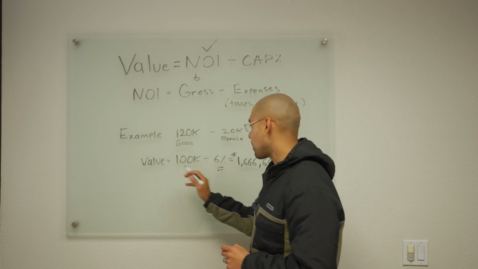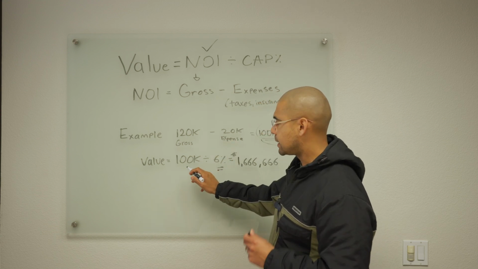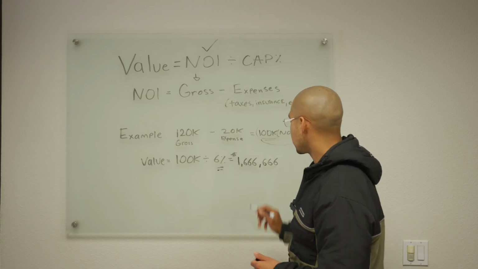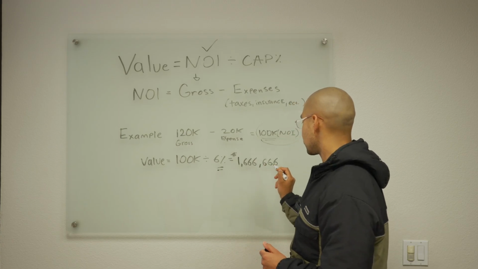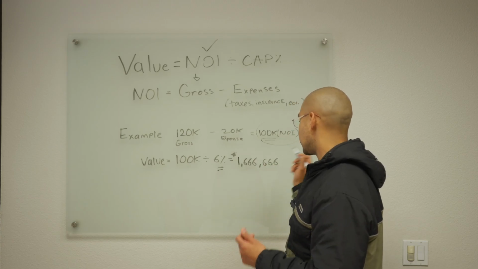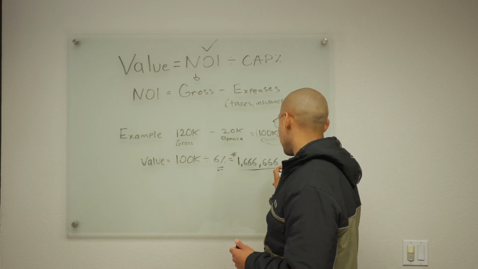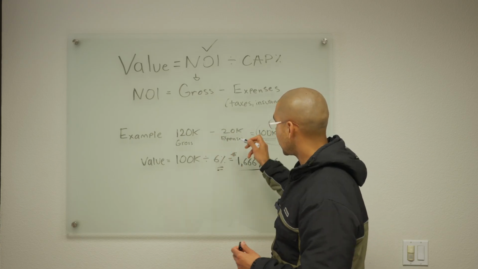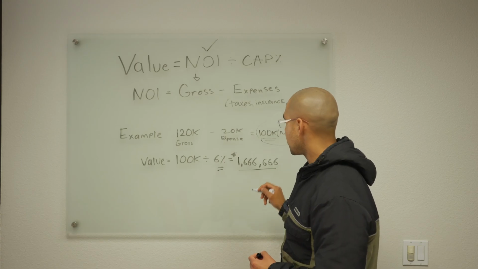Okay, so back to our example here. On $100,000 that we calculated is the net operating income divided by the market cap rate, which is 6%. That's going to give us a value of $1,666,666. So there's the value right here, and we just calculated that based on the gross income and the operating expenses that an owner would have, and that's how we determine the value.